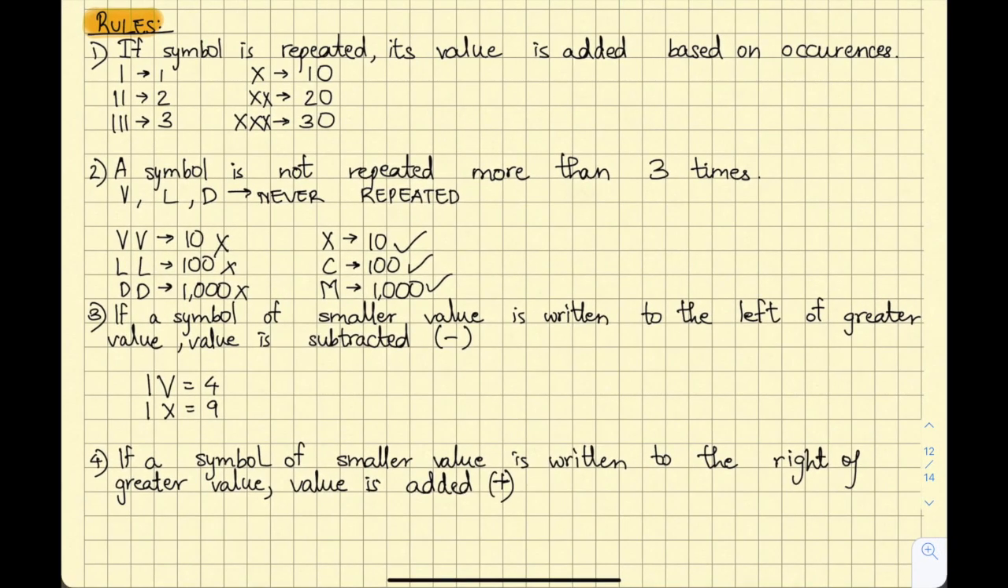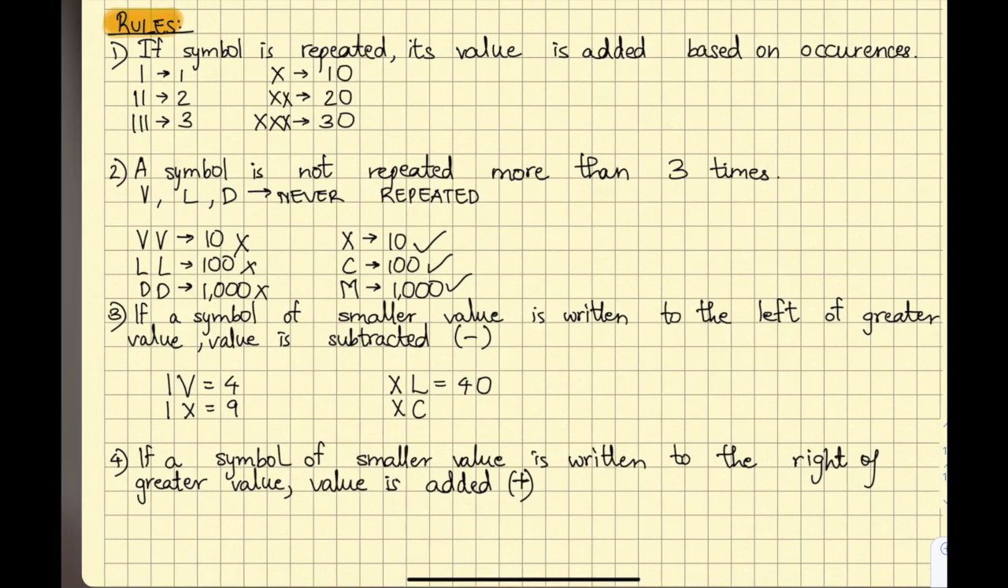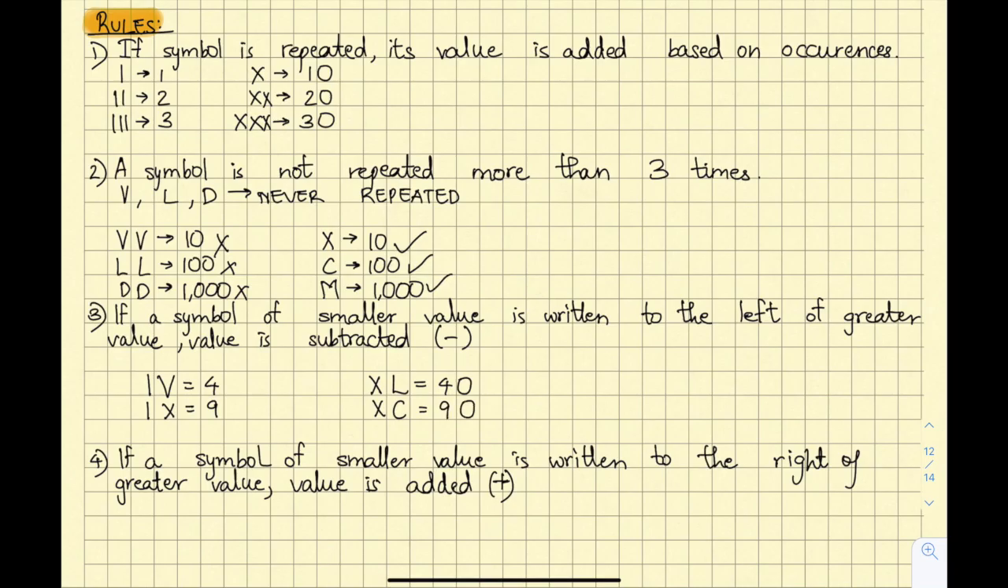And we can have one more example. This is L, that is 50. Before that you have 10. So 50 minus 10 will give you 40. Then if we have to write before C, X, that is before 100 we write 10. So 100 minus 10 is 90. I hope this is clear to everyone. Now we move on to the next rule.